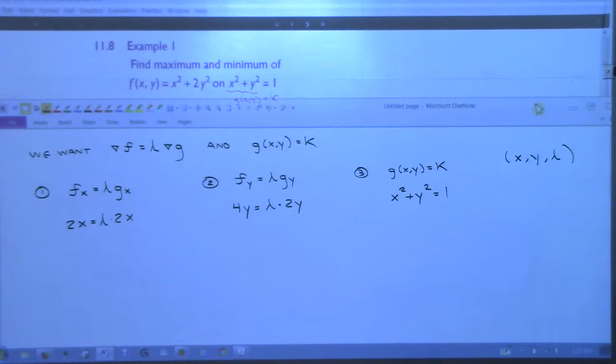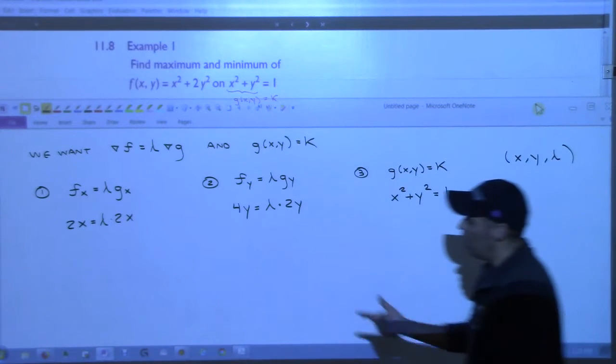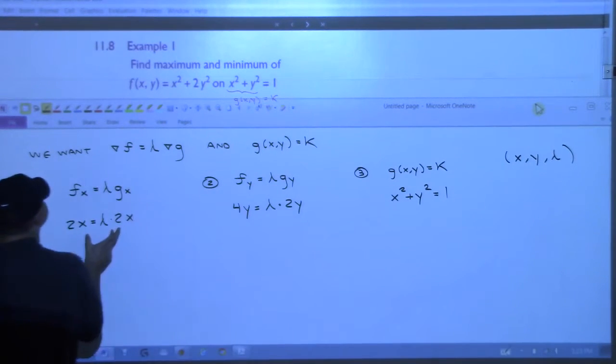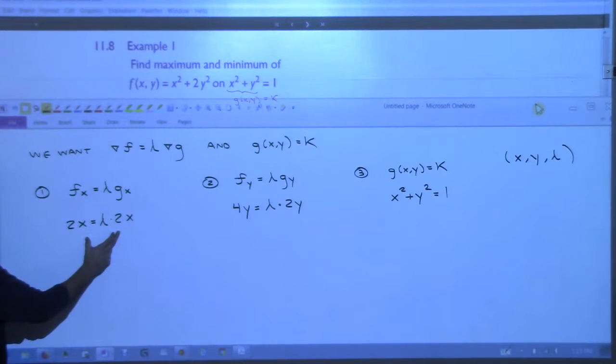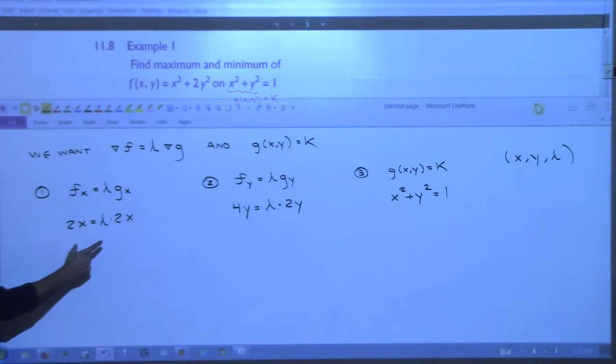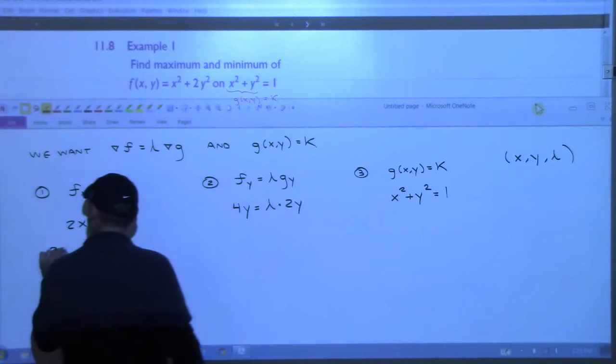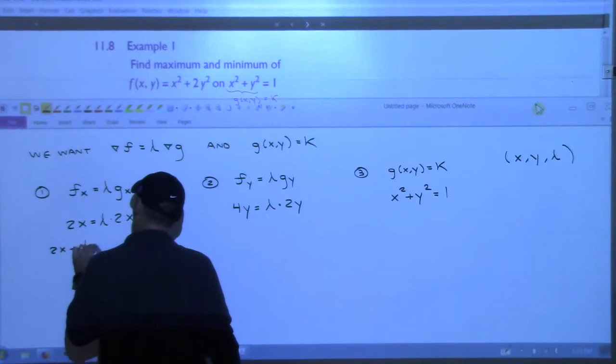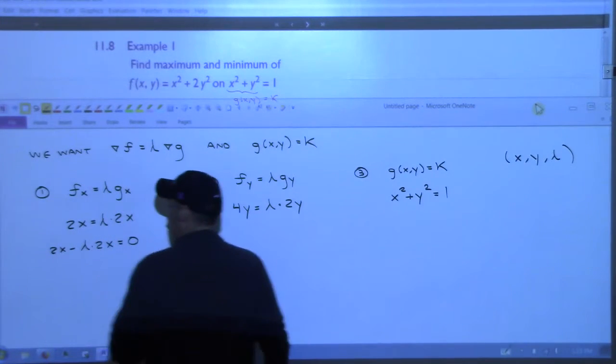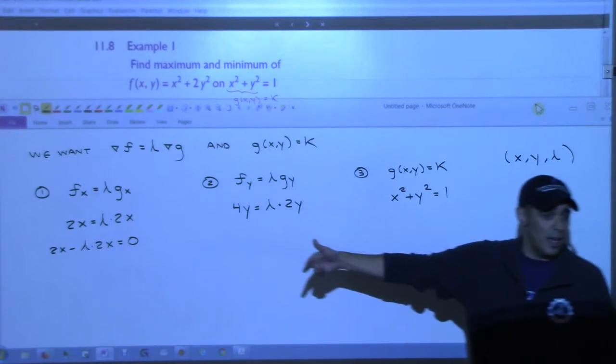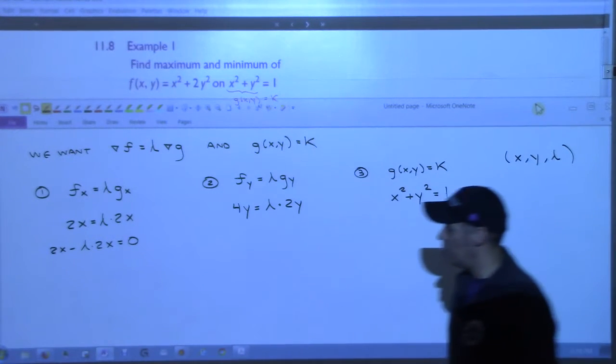Number 1, I could divide by 2x. Now, I think I mentioned that that's dangerous in here. Because remember, if you divide by x, or 2x or whatever, then you have to promise me x can't be 0, right? So why don't we instead bring everything to one side. 2x minus lambda times 2x equals 0. And now factor instead. If you do it this way, you won't lose a solution.